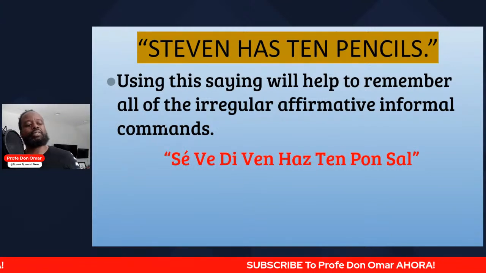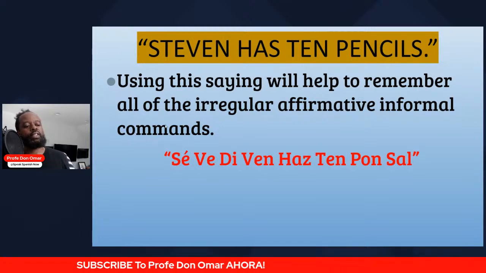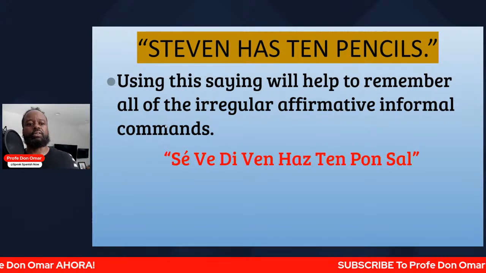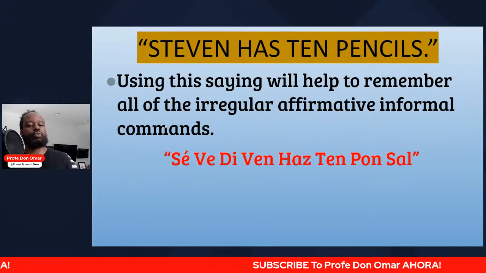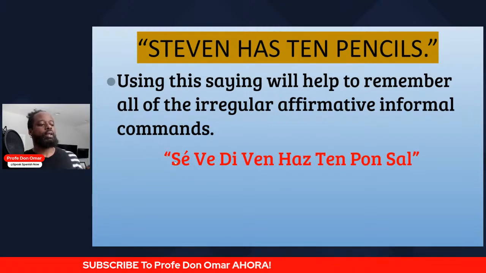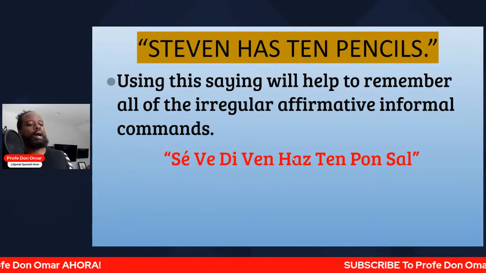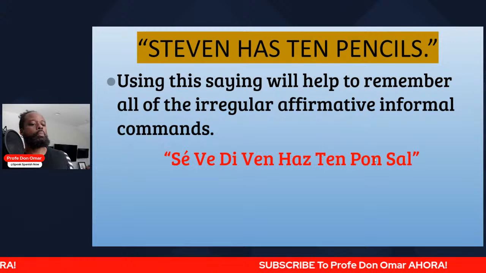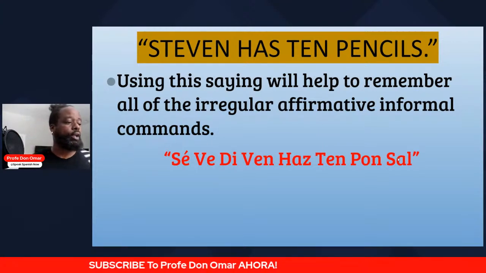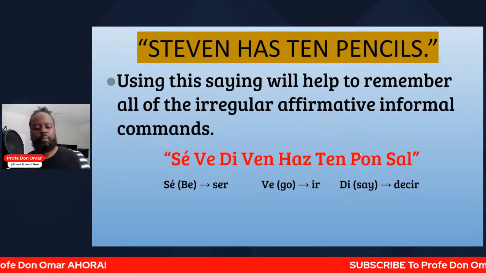All right, so here we have se ve di ben haz ten pon sal. Okay, se ve di ben haz ten pon sal. This is not a sentence. This is a phrase to help us remember the individual irregular commands. We have se, ve, di, ben, haz, ten, pon, sal. Each one of those are an irregular command, okay? Irregular affirmative tú command. So let's see where they come from, all right?